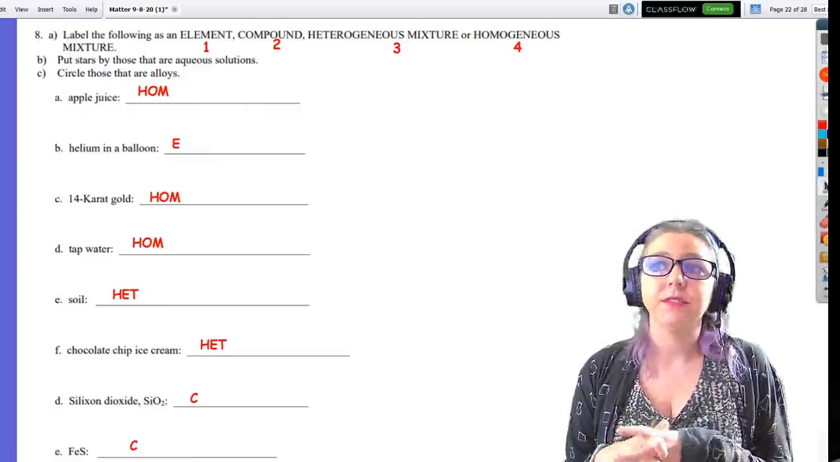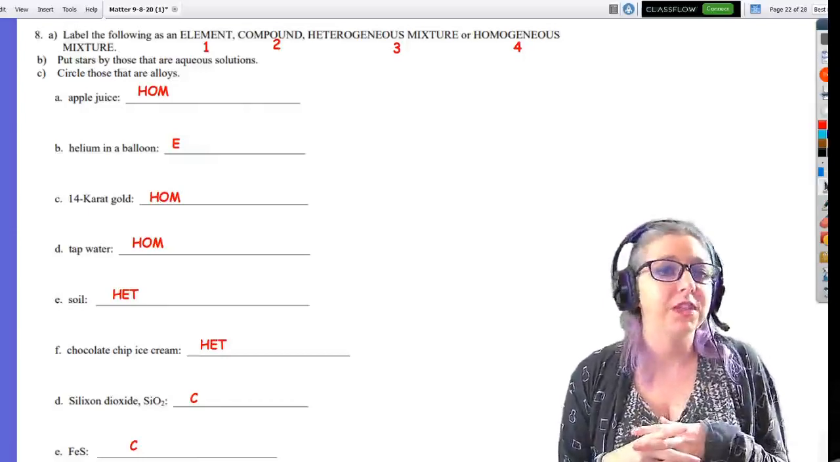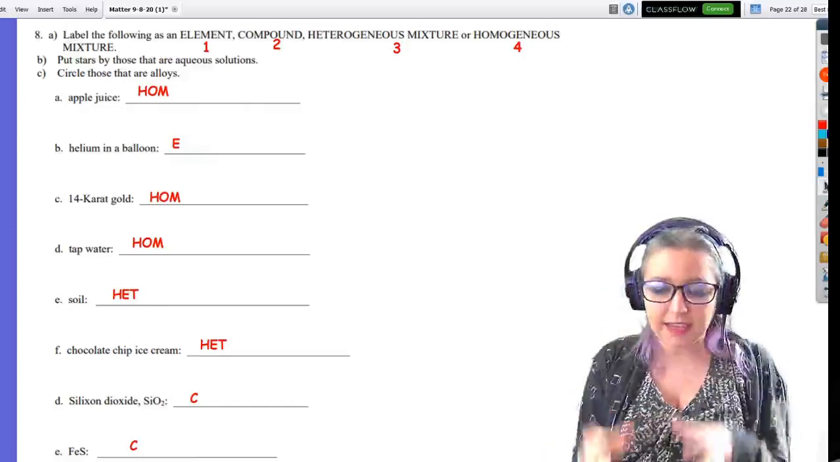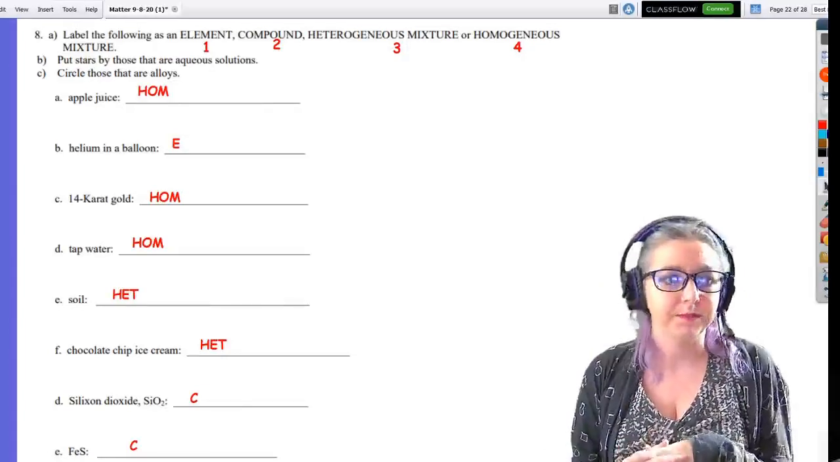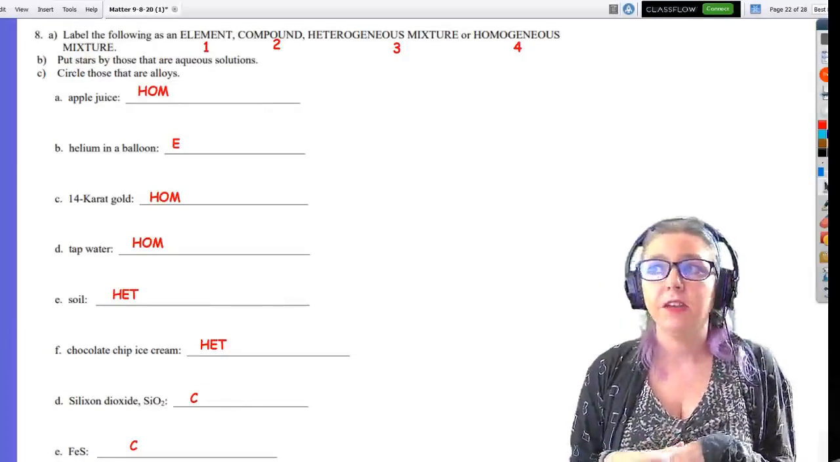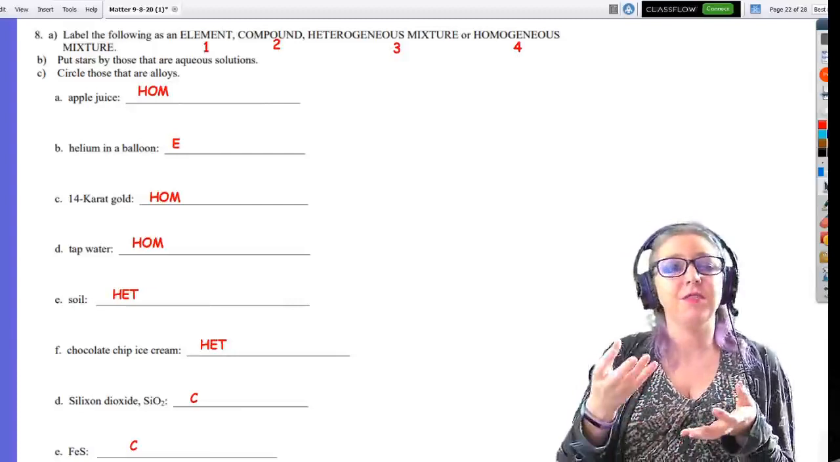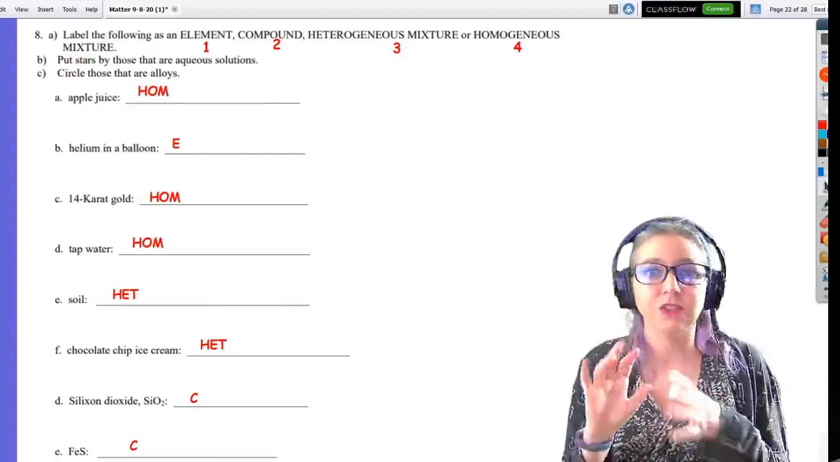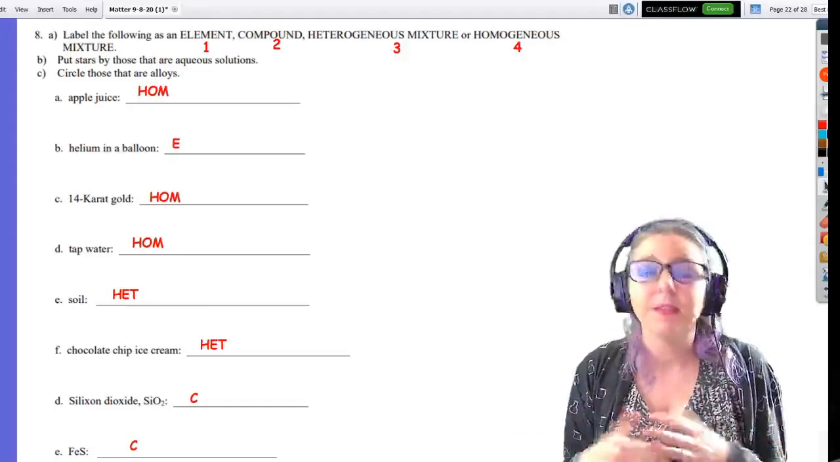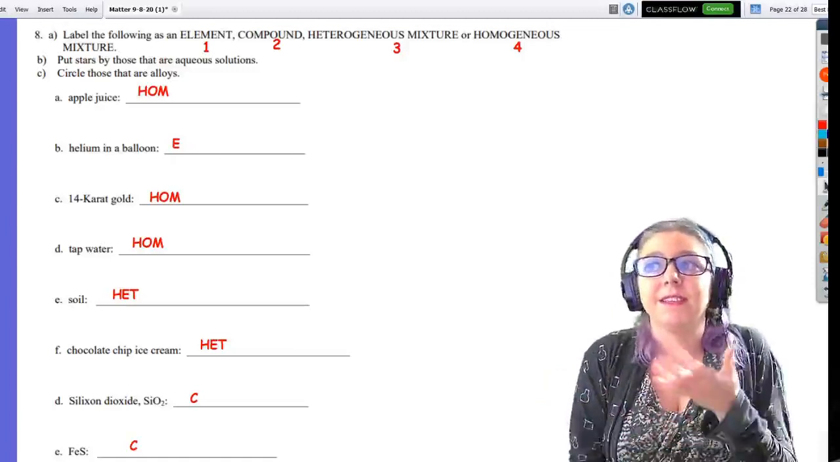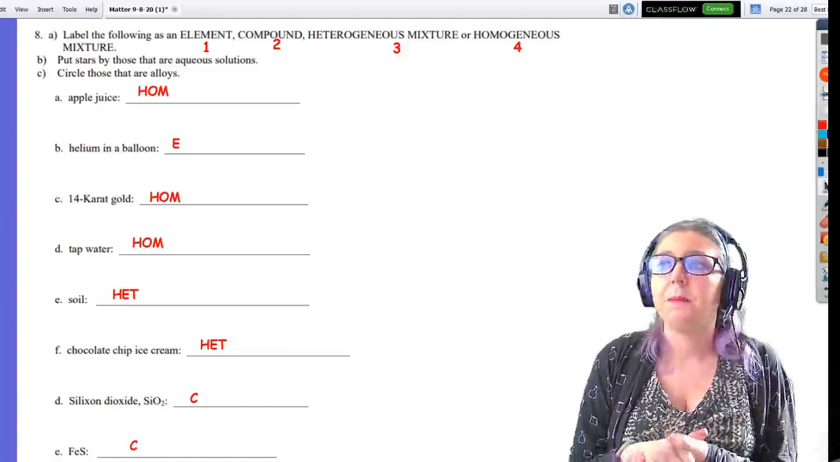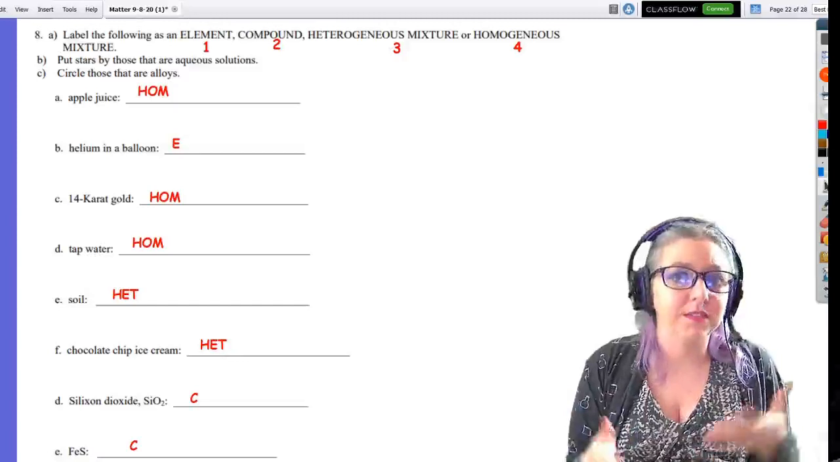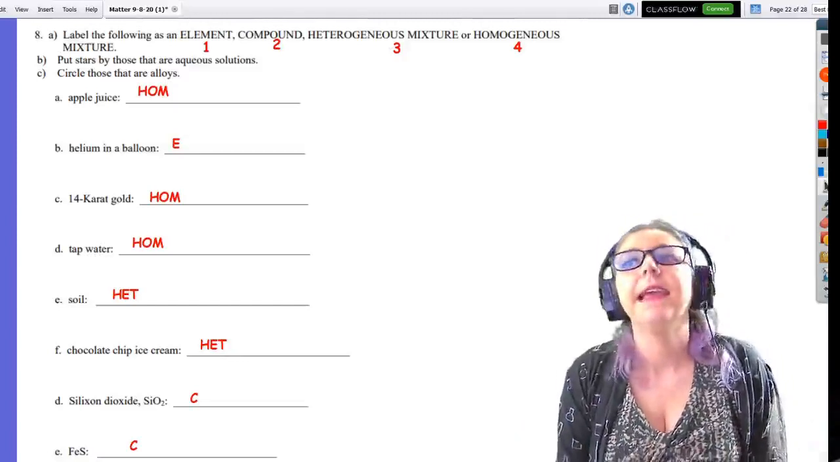So apple juice, the intended answer would be homogeneous. When you're drinking apple juice, it's that same consistency all the way through. Now, some students say heterogeneous because a lot of times you need to shake the apple juice box or shake the bottle because it's from concentrate. Before you shake it, it is separated as heterogeneous. By the time you drink it, it's homogeneous. So that's why we wanted that for the answer.